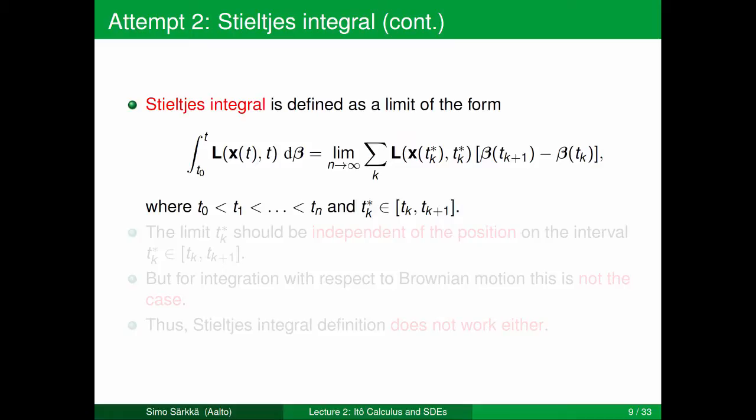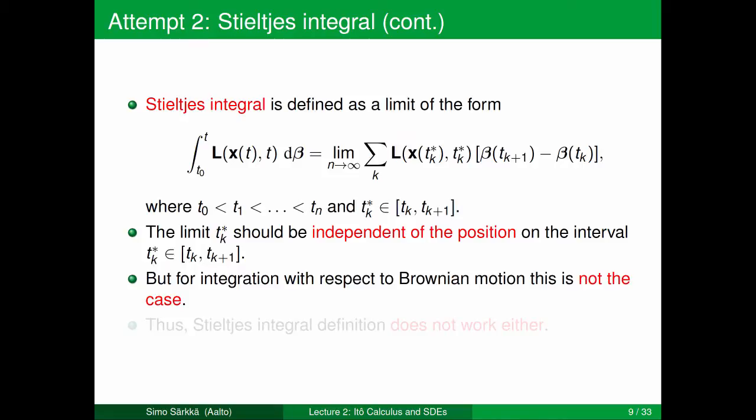So in the Stieltjes case, we should define the integral of L dβ as the limit where we have L(x(t*)) times the increment of β. And then we take a suitable limit of the number of time points going to infinity. For the integral to exist, we should have the property that this limit is independent of the t* selection on those small intervals. And then if this limit is unique, the integral exists. But it turns out that for integration with respect to Brownian motion, this will not be the case. Because the process has a discontinuous derivative everywhere, this limit will not be independent. Thus, even the Stieltjes integral definition doesn't work.